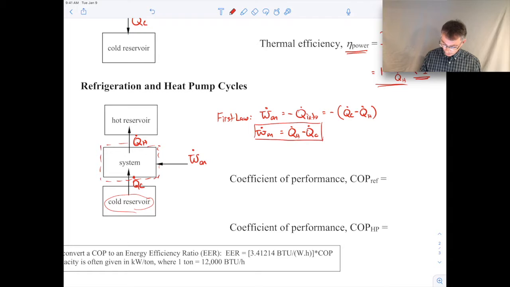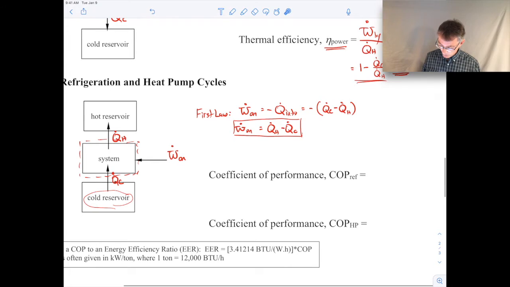And then let's talk now about how we define efficiencies for refrigeration heat pump cycles. Instead of using the term thermal efficiency, historically what we use is a term called coefficient of performance, or COP. So you can see it right here. Coefficient of performance is just like an efficiency, but for a refrigeration cycle or heat pump cycle. The way we define a coefficient of performance for a refrigeration cycle is Q dot C divided by the power that we have to put in.